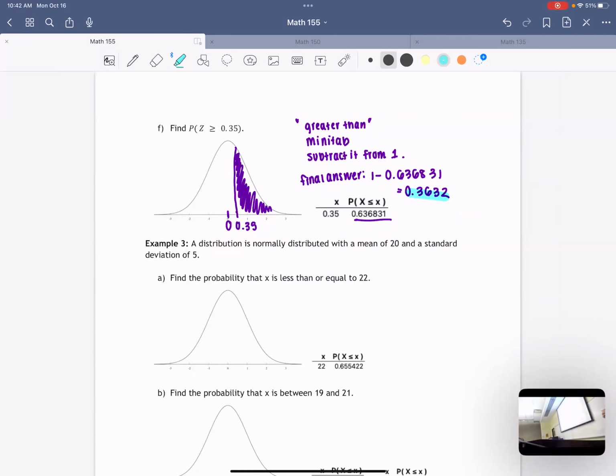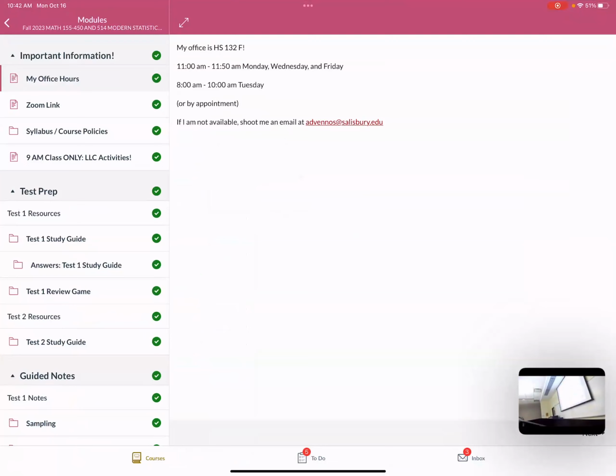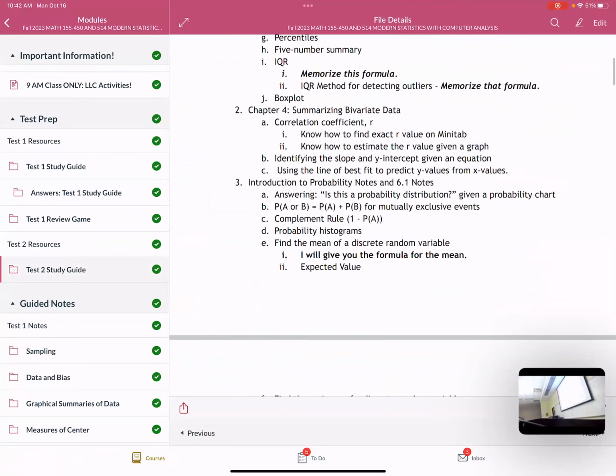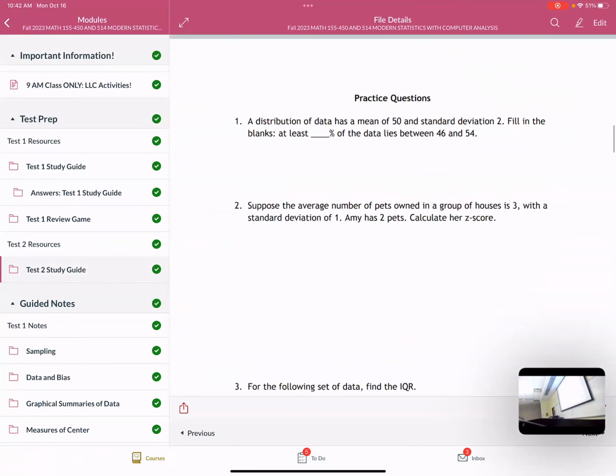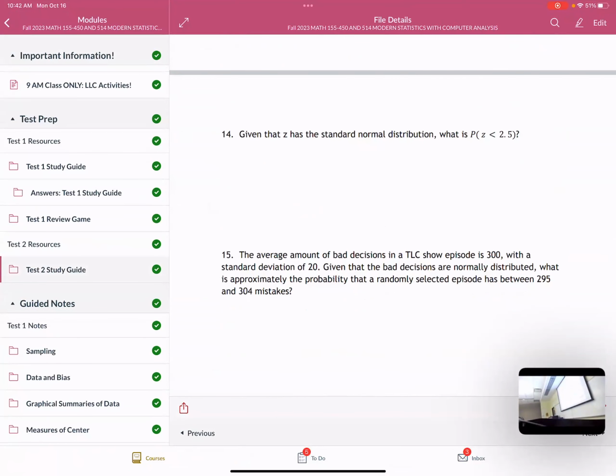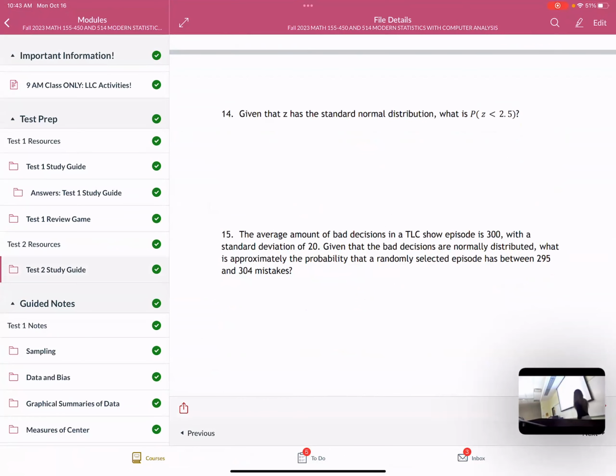Sounds good. Okay, there's one last thing I want to talk about before I end class, and it's the test. I'm just going to go to the test study guide real quick. On the study guide, I do have some practice questions. And if you go all the way to the bottom, you'll see that the last 2 questions have to do with the normal distribution. Since we went over something exactly like number 14 today, I think I'm going to do something like number 14 on the test, but we haven't gone over number 15 yet. So when you're studying for the test, kind of ignore number 15. Definitely know how to do 14, but don't look at 15.